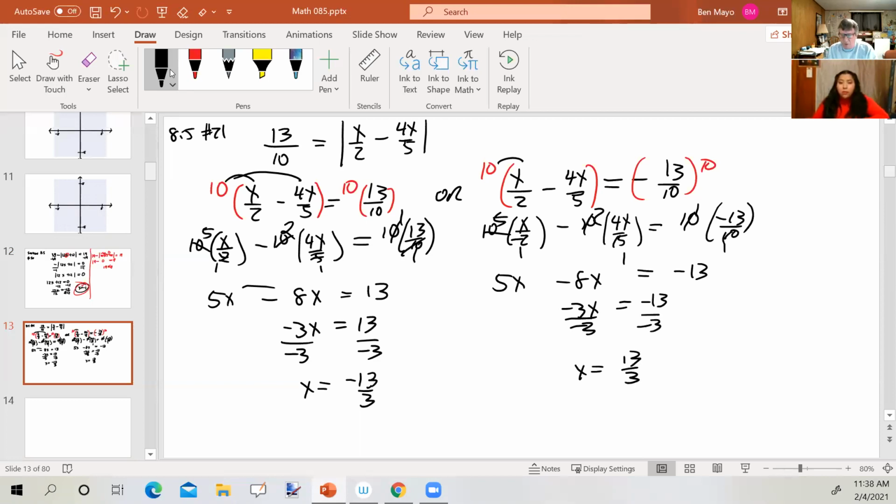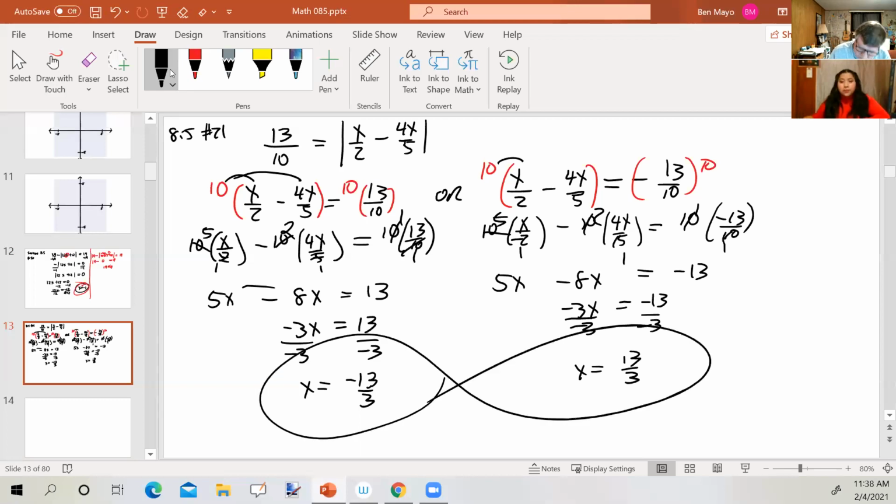So I have those two solutions. Do you want me to go ahead and check my work, or are you good to go? No, it's fine. Okay, so those are the two solutions, and it turns out if we check them, they both check. All right, any other questions? Anything else, anybody?